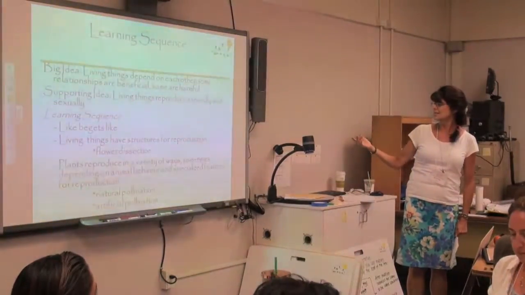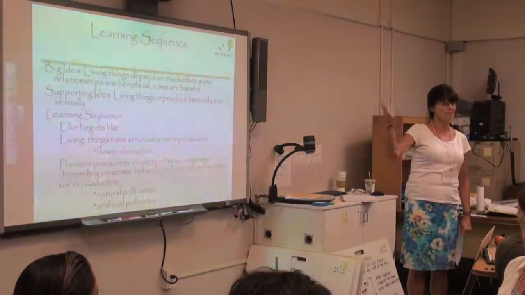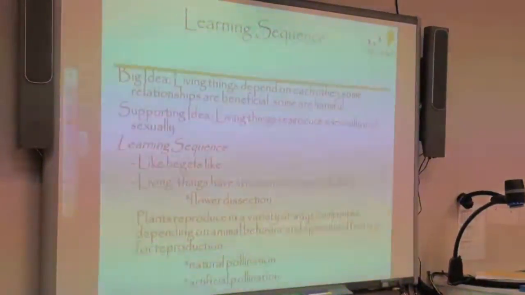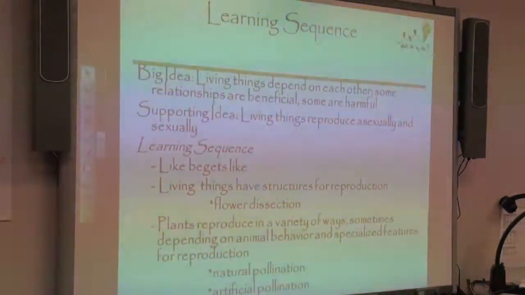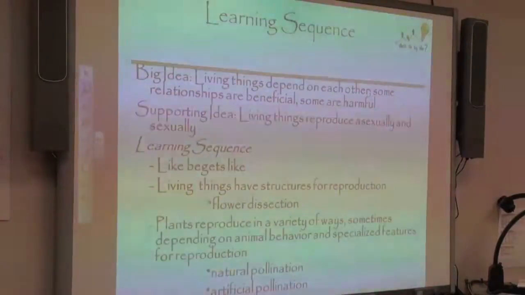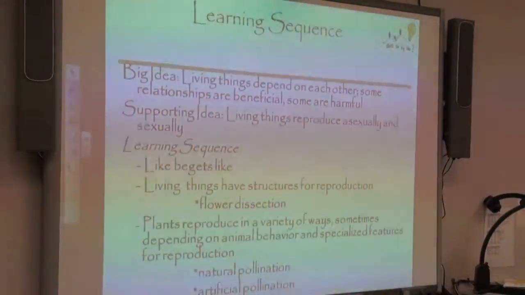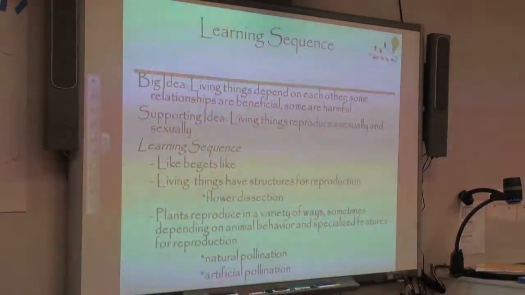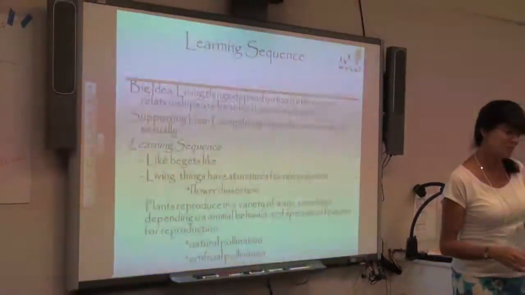But the 3 big things is that your dogs have baby dogs, humans have baby humans, and so forth, right? Life begets life. Living things have structure for that reproduction. For example, flower dissection, which is one of the things you're going to get into in just a minute, and that there are different ways in which plants can reproduce, right? We have different ways to pollinate different plants. So what you need to do is open up your notebook to a new page.